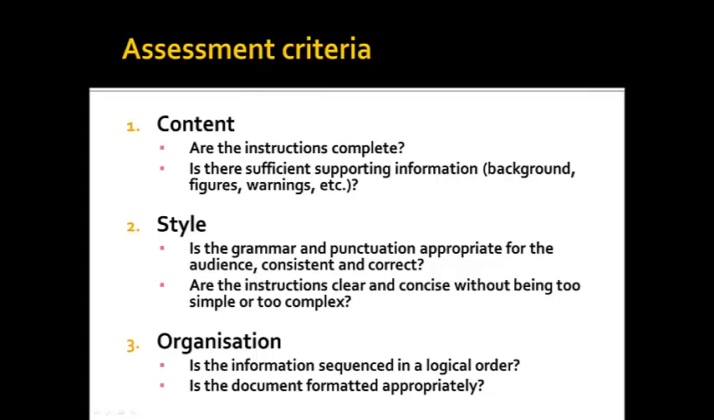And by supporting information, we mean things like background, figures, they're appropriate, the warnings are right and sufficient, and so on. In terms of style, we're looking at grammar and punctuation and making sure that they're appropriate, the text is appropriate for the audience and that it's consistent and correct. And that's something that you can do with proofreading, go through and make sure that it flows really well. And we're looking to see that the instructions are clear and concise without being too simple or too complex. So by being too simple, you might miss some information, but by being too complex, readers just get confused. So we're looking to see that you've found that nice middle ground.